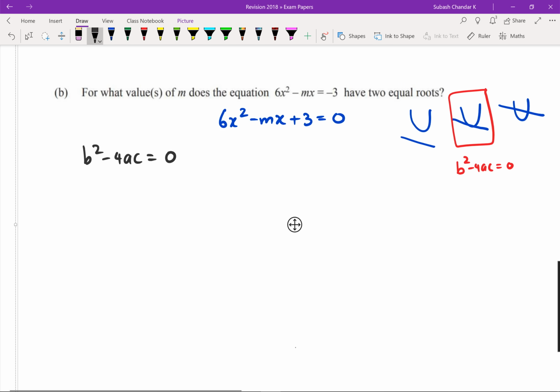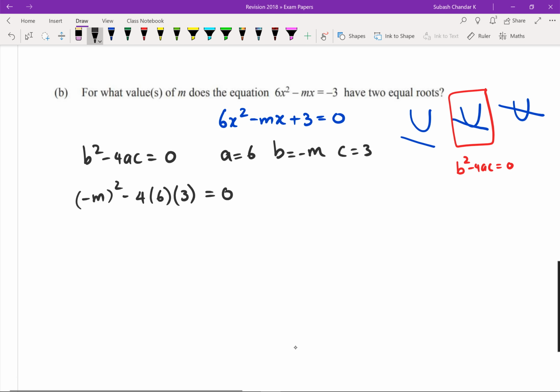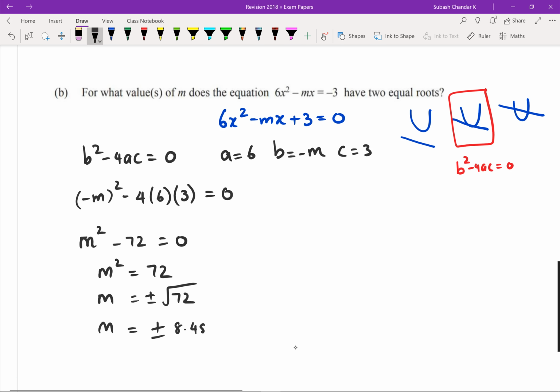So next step is to write down all my a, b, and c. a is equal to 6, b equals minus m, and c equals positive 3. Substituting into my equation, I've got negative m squared minus 4 times a, which is 6, times c, which is 3, and that's equal to 0. So I've got negative m squared, which is going to be positive m squared, and then I've got 24 times 3, which is 72. So m squared is equal to 72. m is equal to plus or minus square root of 72. So in this case, m is equal to plus or minus 8.485.